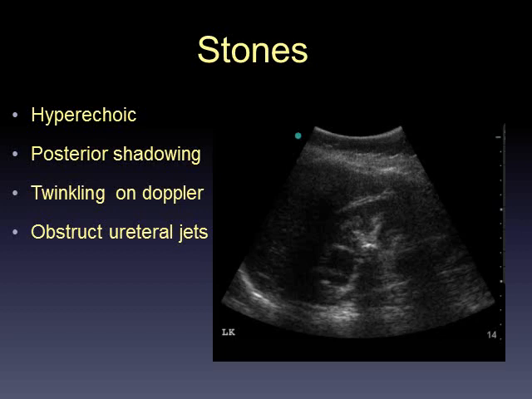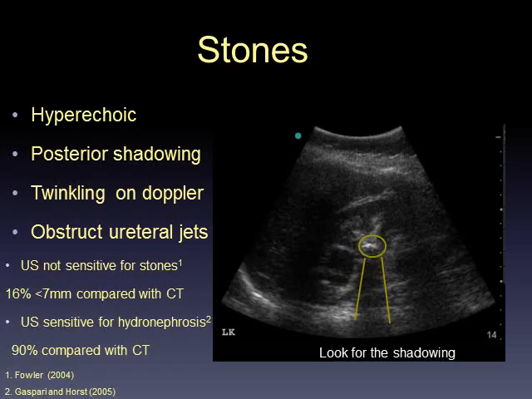For equivocal stones, we can look at a helpful artifact called twinkling on the Doppler scan. We can also look for the flow of the ureteral jet as evidence for obstruction or lack of obstruction on one side. So there's a stone on this image. That's right, there it is. And we can see bright white with some element of shadowing behind it.